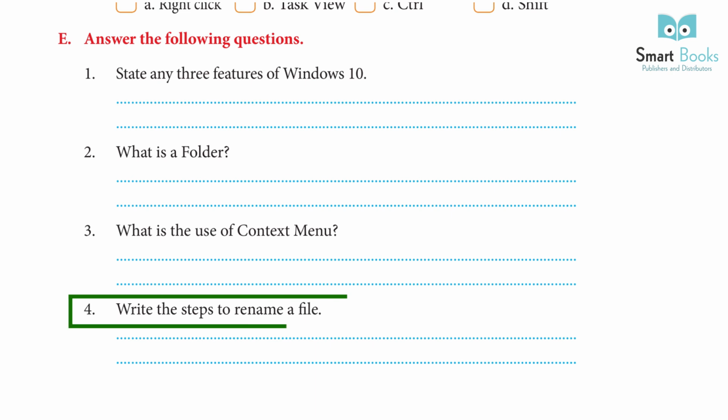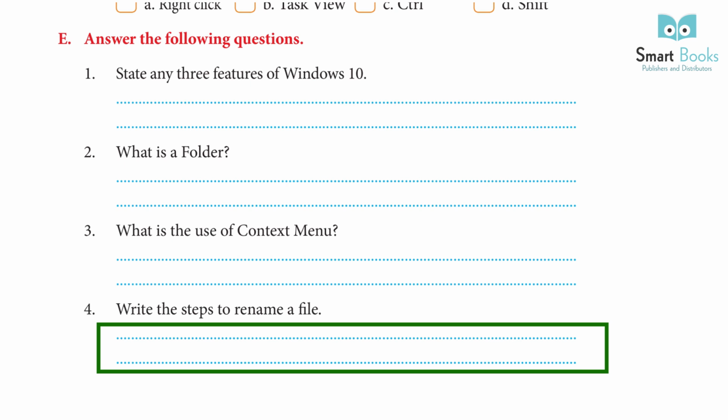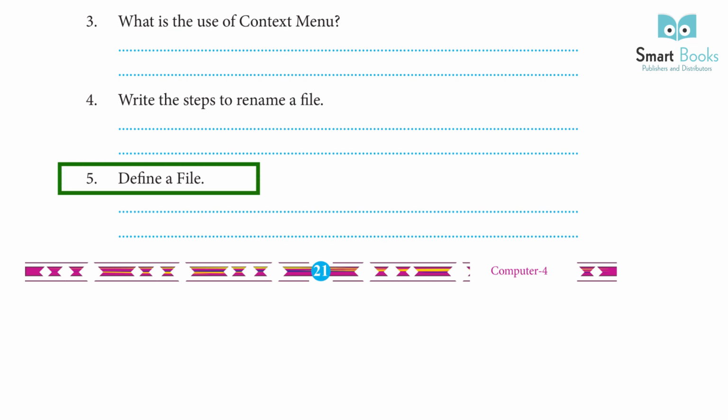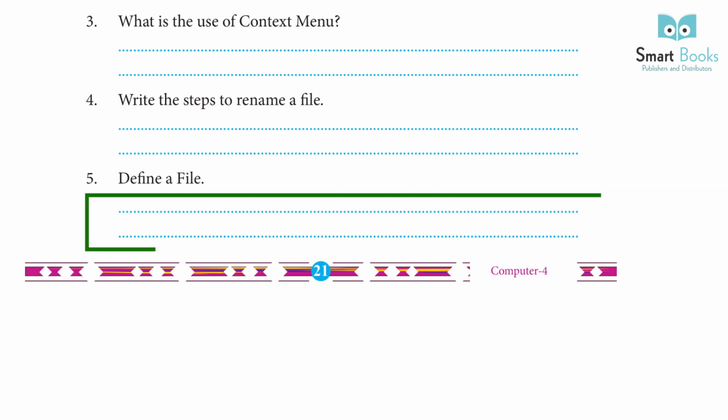4. Write the steps to rename a file. Answer: 1. Right-click on the folder or file that you want to rename. 2. Click on the rename option from the context menu. 3. Type the new name for the folder or file. 4. Press enter. 5. Define a file. Answer: A file is a collection of data or information.